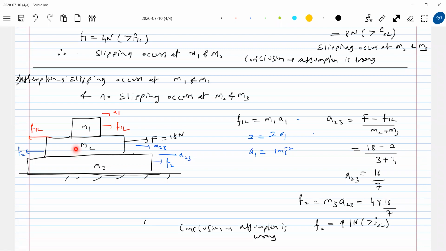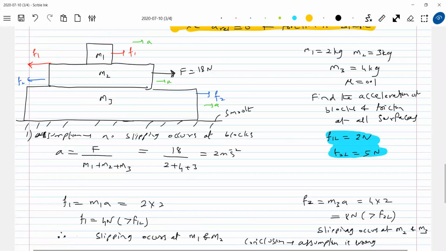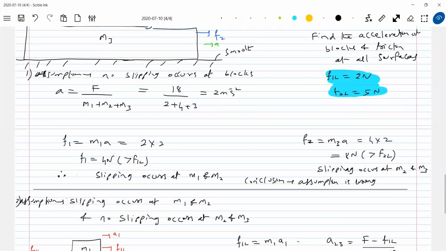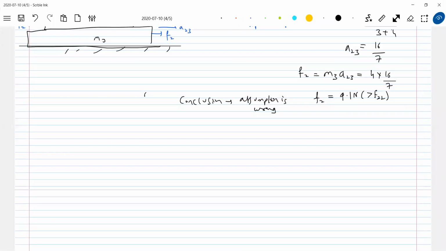Got this? So the same problem I just showed for different cases: no slipping, whereas slipping occurs. Now I want a situation where slipping occurs at M1, M2 and no slipping occurs at M2, M3. You can assume some 8 Newton and check it. I'll give you the numerical. You try on your own. Okay, shall I go for the next topic?